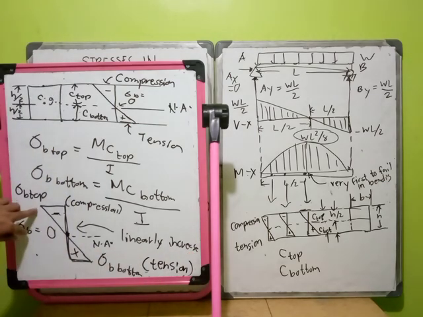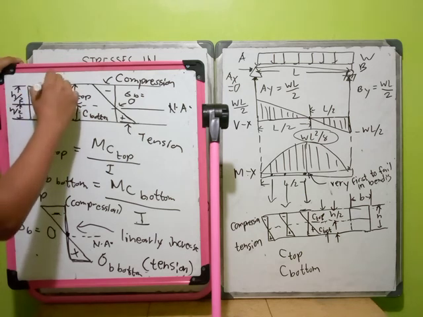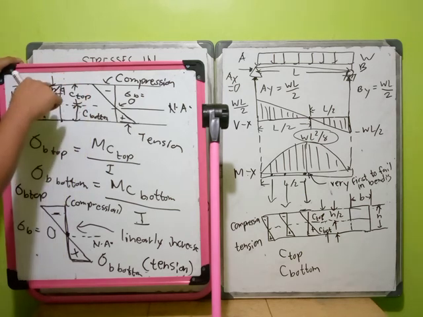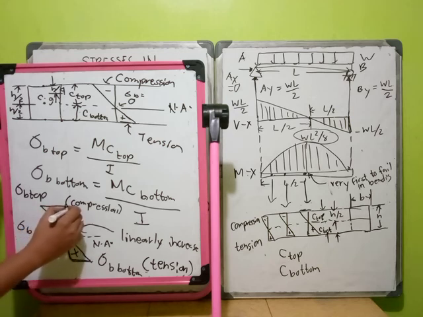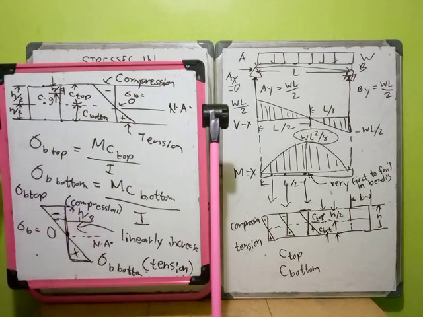Linearly increase. So negative. If you will be asked what is, let us say, the stress H over 4 from the top of your beam, it will be computed through ratio and proportion with your topmost bending stress. So that is how your bending stress behaves.